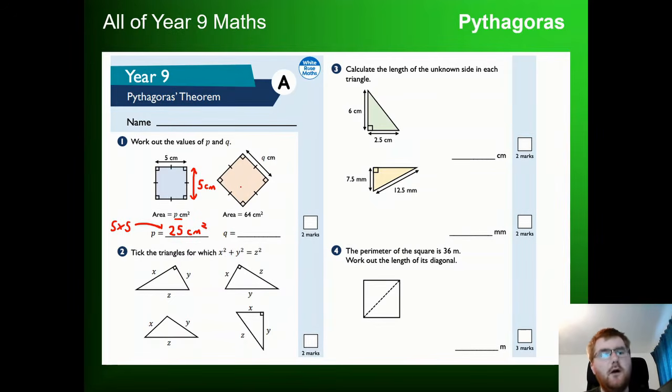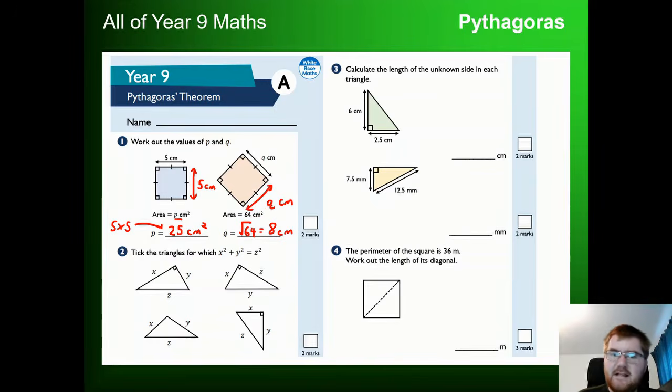For this one, we need to work backwards. If this is Q, because it's a square, this is Q as well. So we need to think what's backwards to squaring, so timesing by itself. In order to work this out, we're going to have to square root 64. Something times something is equal to 64. What is that something? That's going to be equal to 8 centimeters.